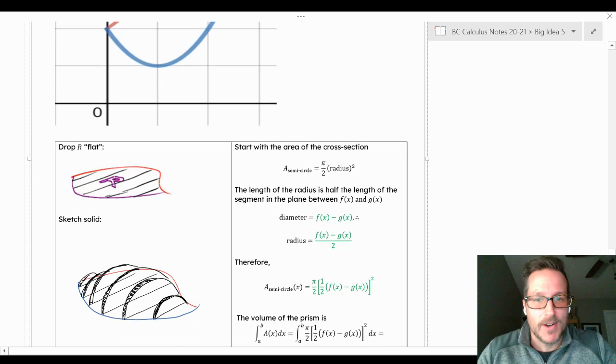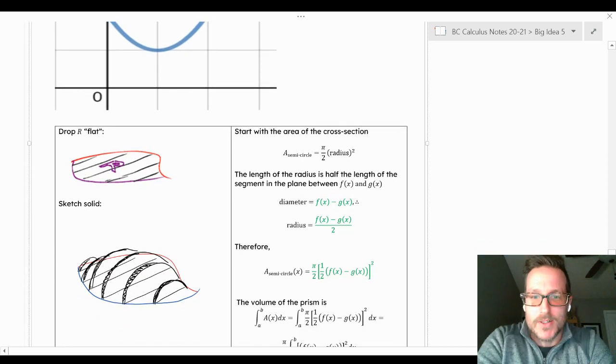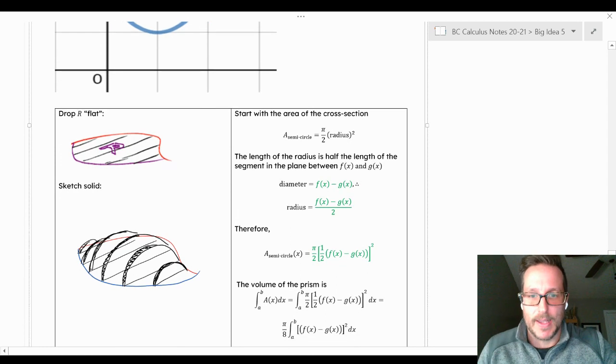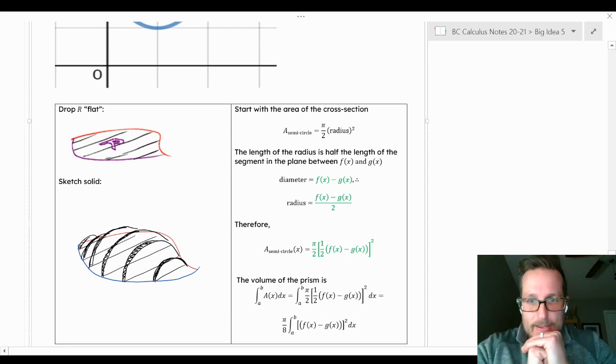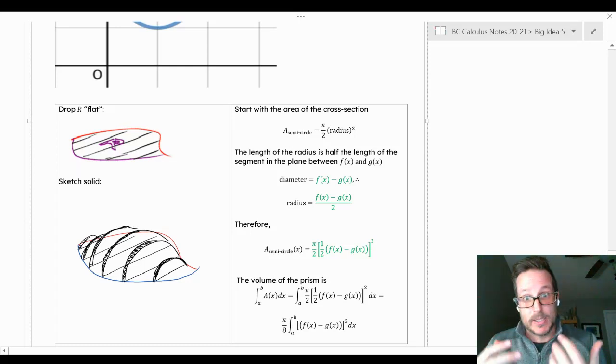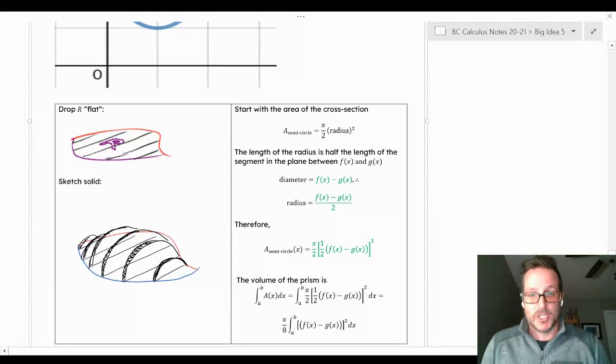Got the semicircles, right? The area of the semicircle is pi over 2 times the radius squared. Now, the length of the radius is half of the diameter, right? That's a radius. The diameter is what is sitting on the plane. So the diameter is the F minus G, top minus bottom. Distance for the radius is half of F minus G.